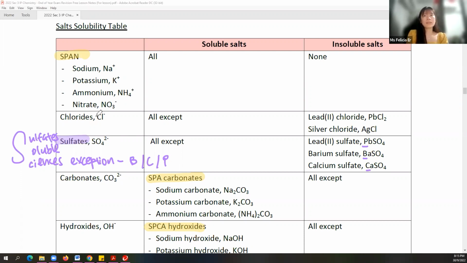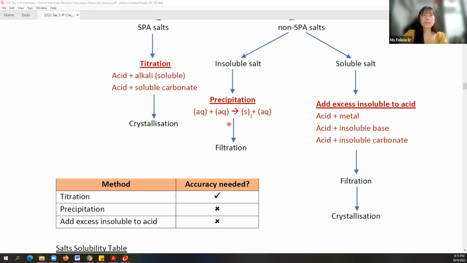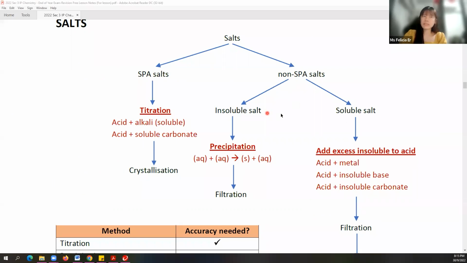Then the only one that you need to memorize by heart will be chlorides. For chlorides, I don't really have a mnemonic, but chloride is still quite easy because only got 2 of them. So you need to use this table to help you deduce which method, because you need to check whether they are soluble or insoluble.